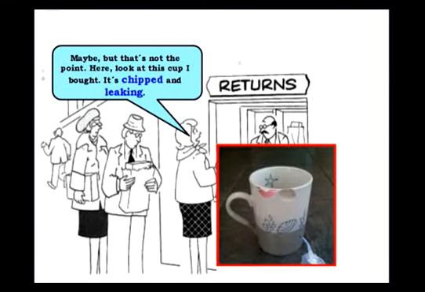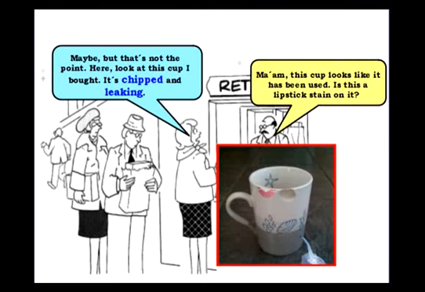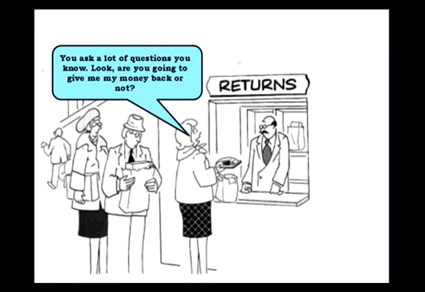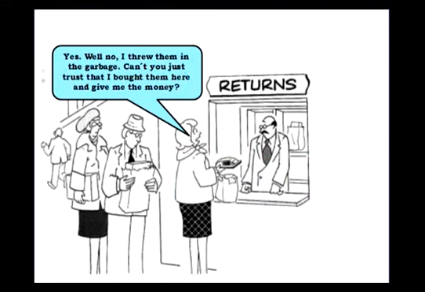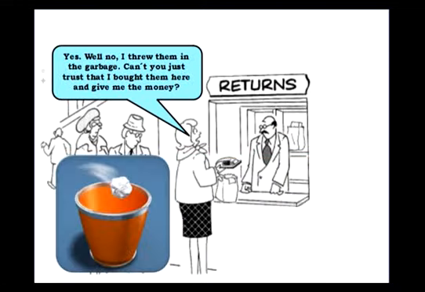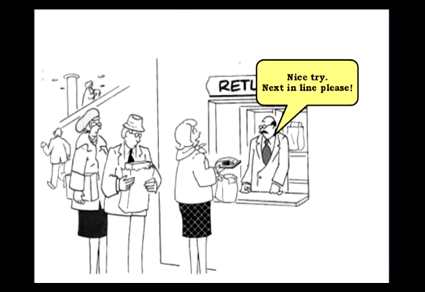Here, look at this cup I bought. It's chipped and leaking. Ma'am, this cup looks like it has been used. Is this a lipstick stain on it? You ask a lot of questions, you know. Look, are you going to give me my money back or not? I don't suppose you have the receipts for any of these things, do you? Yes. Well, no. I threw them in the garbage. Can't you just trust that I bought them here and give me the money? Nice try. Next in line, please.